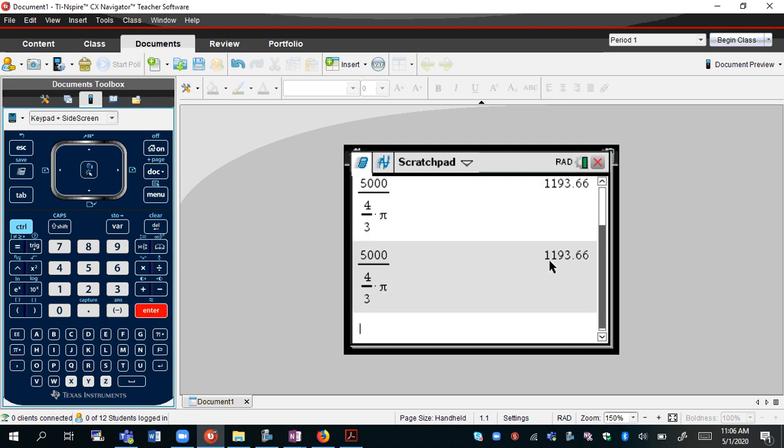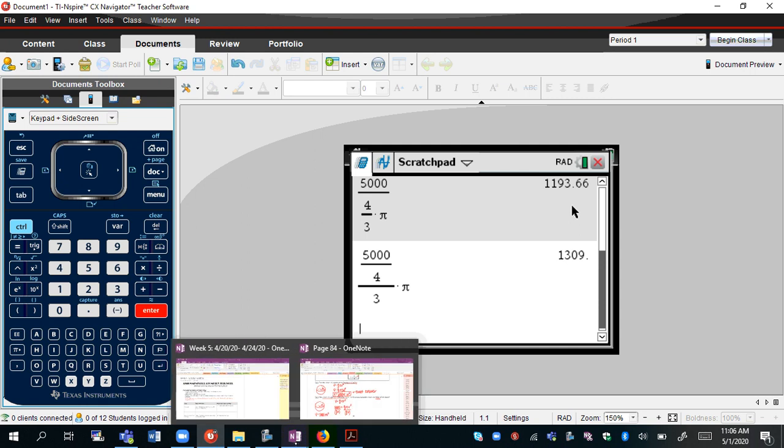If you're not careful, and let's say I just do 5,000 divided by 4/3 pi, what ends up happening is I'm getting a totally different number. So you have to be careful to make sure that the 4/3 pi is all in the denominator. So we get this 1,193.66.